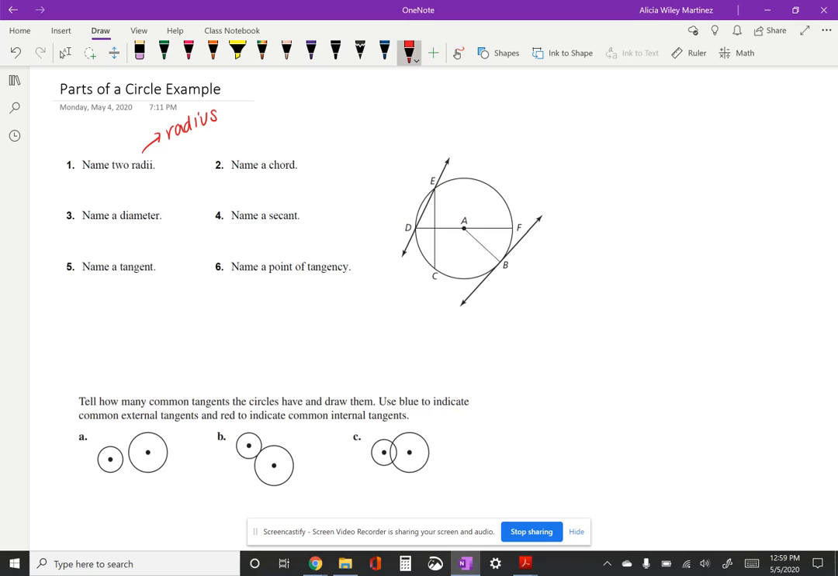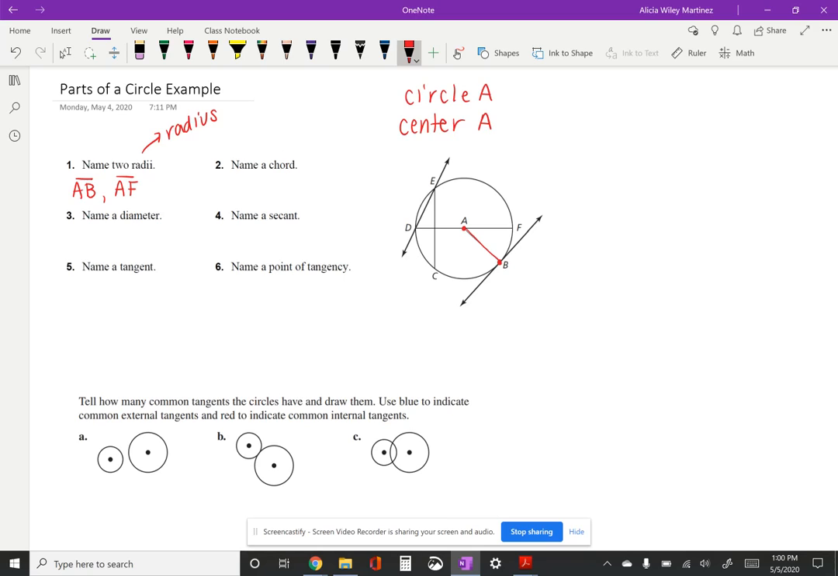But remember, a radius is a segment that goes from the center, which A is the center, to the circumference of the circle. So going from point A to point B, that would be a radius. Remember in this circle, the center is A, and we would call this circle A. Since the center is A, we would say that the radius could be segment AB. That's one of them. Another radius, hopefully you can see, could be AF.